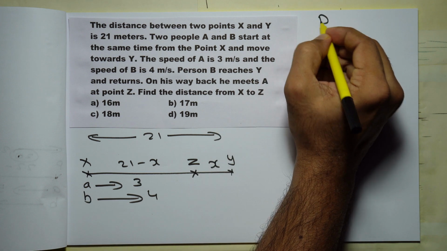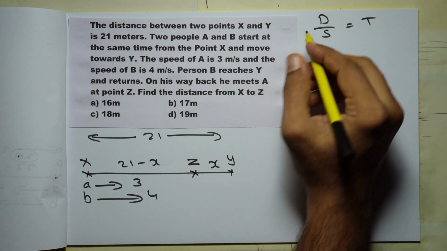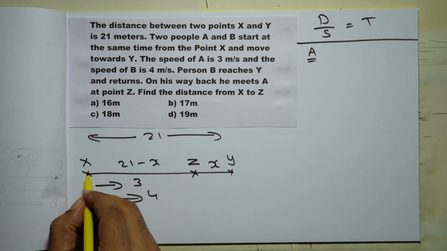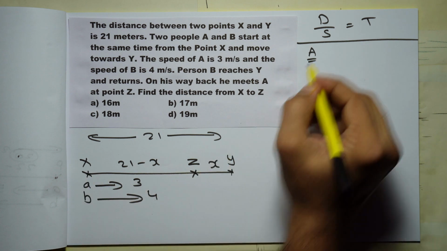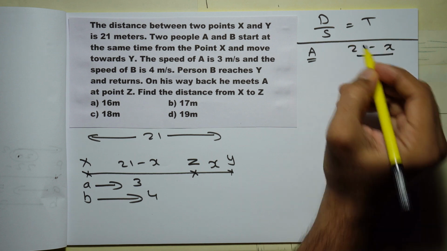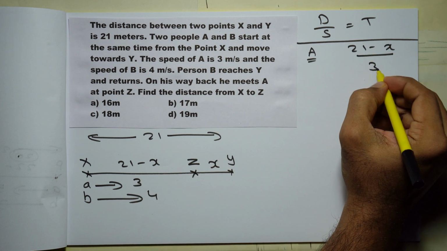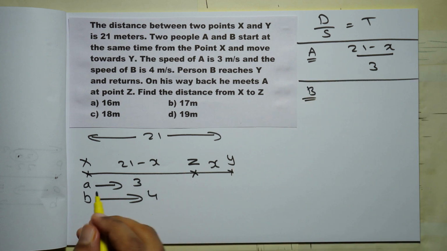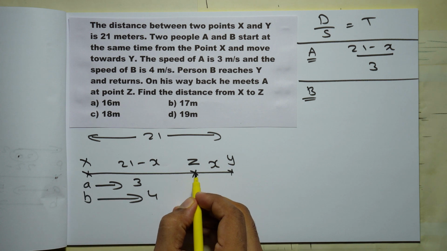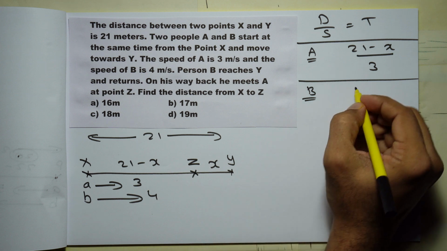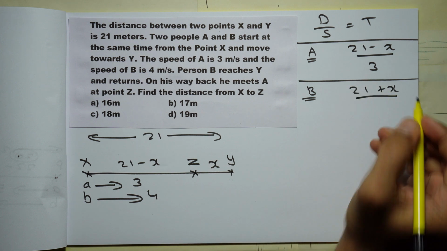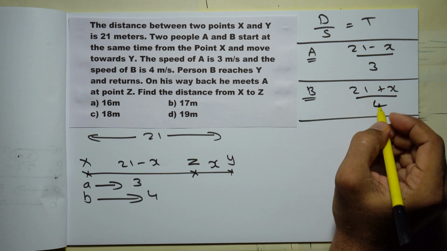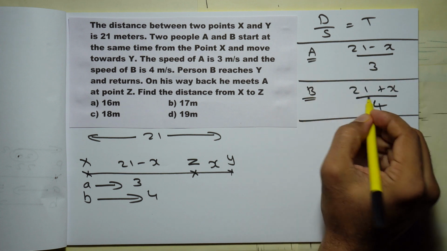Now you have the basic formula, distance by speed gives you time. So first we'll calculate for A. Now distance traveled by A is 21 minus X. A will do this much, that is 21 minus X. Divided by A speed is 3. So this is the time over which A travels. Next we'll calculate for B. Distance traveled by B is full 21 plus X. B will do the full 21 and another X also. Distance is 21 plus X divided by B speed is 4. So this is the time over which B travels, and the time for A is same as time for B.